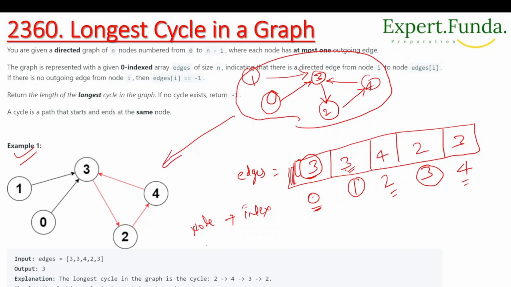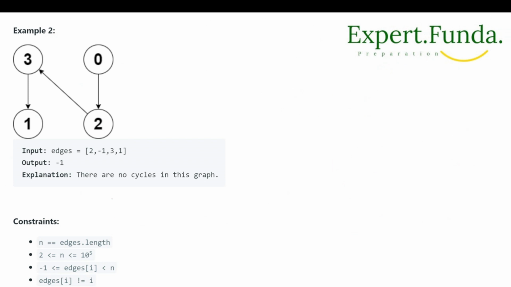So if we talk about this one, you can see how our cycle is. 2 is going to 4, then 4 is going to 3, and 3 is going to 2. So we go 4 to 3, 3 to 2, and 2 to 4, and this is our longest cycle, with 3 nodes. So that's why we will return the output as 3. I think you have understood. If not, let's understand example 2.